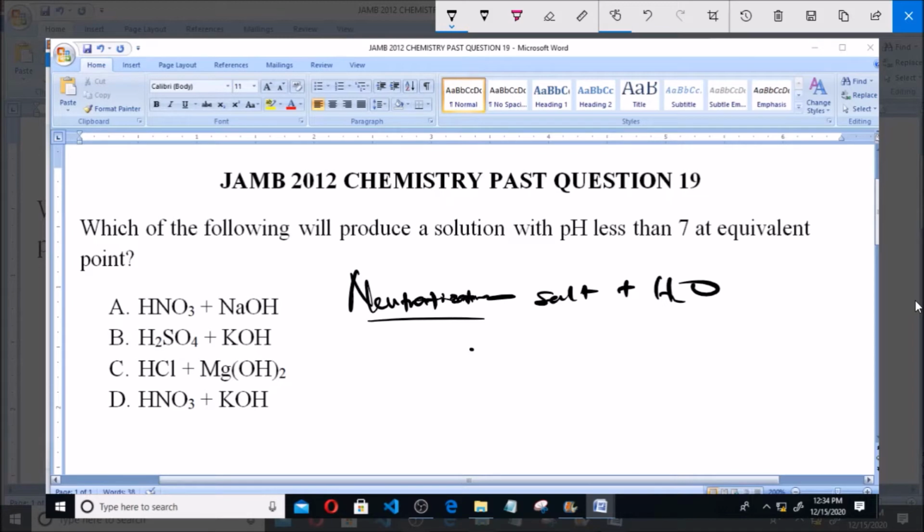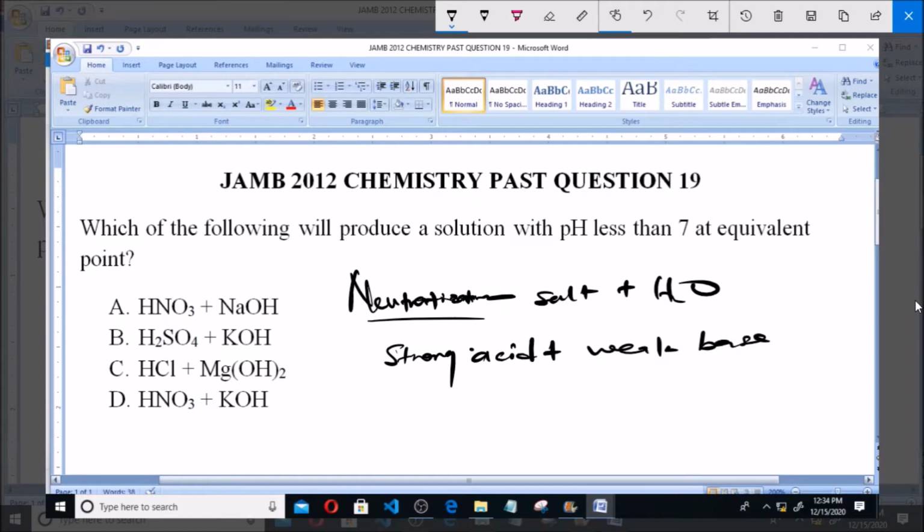Now, the question is asking us for the reaction that will produce a solution with pH less than 7. It simply means that the resulting solution, or the resulting salt, will be acidic. For you to have a salt that will be acidic from any of these reactions, it simply will involve a reaction between a strong acid and a weak base.